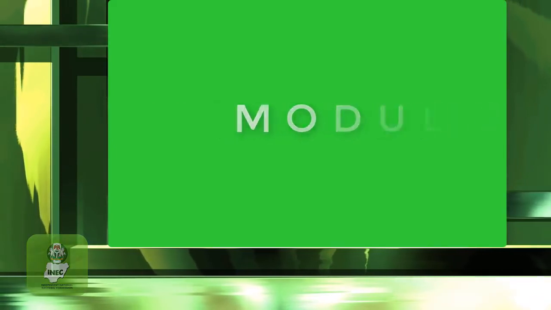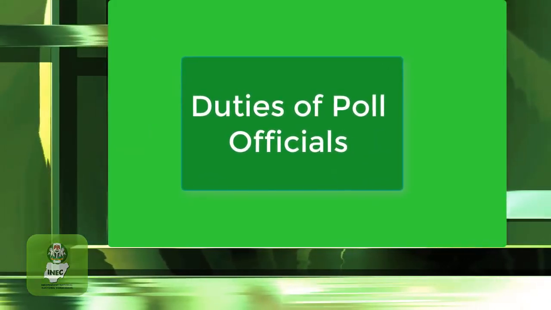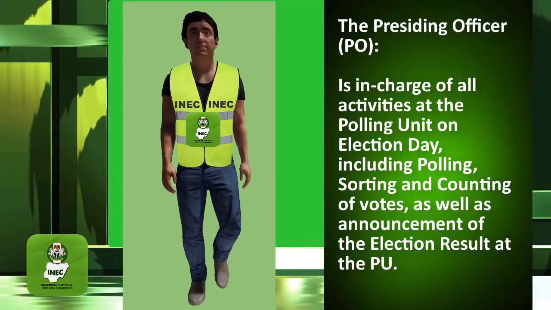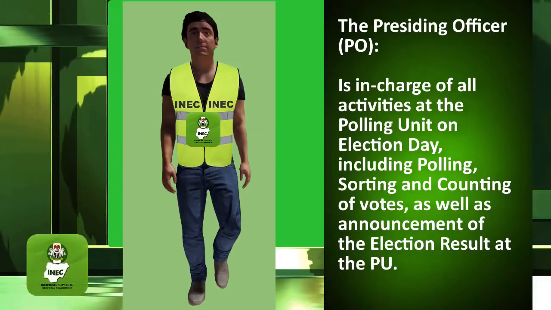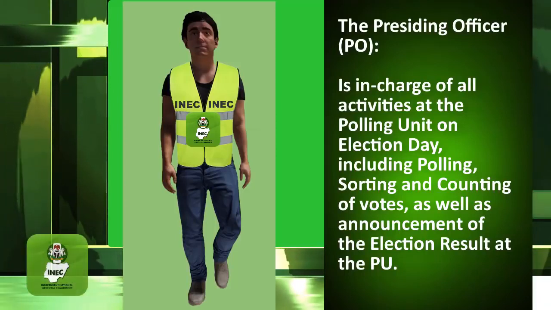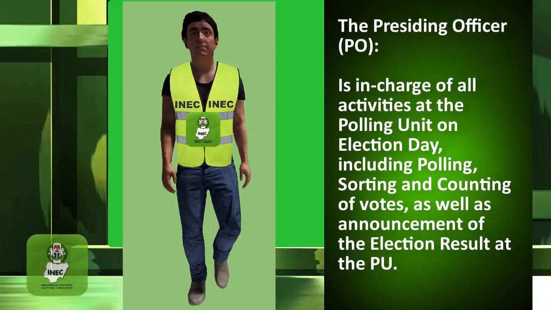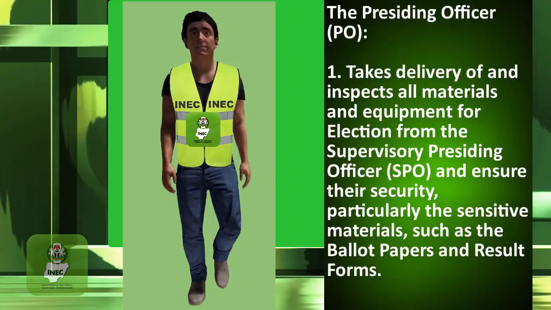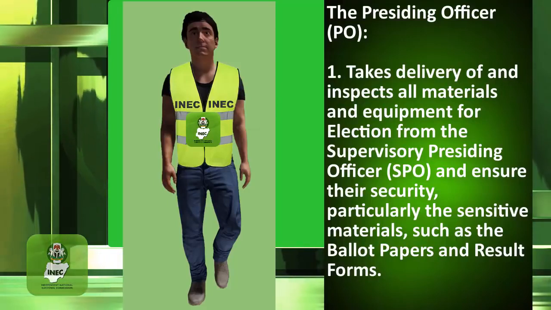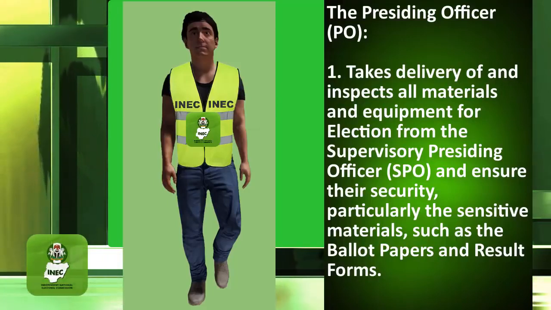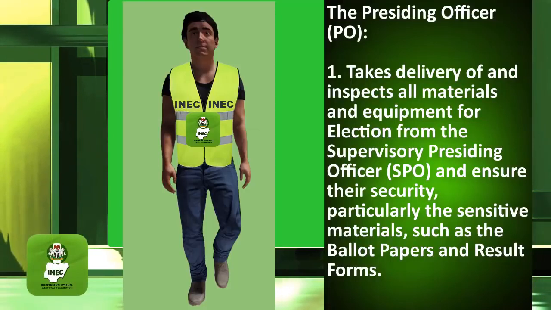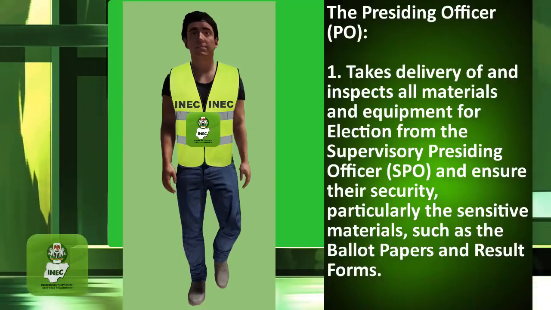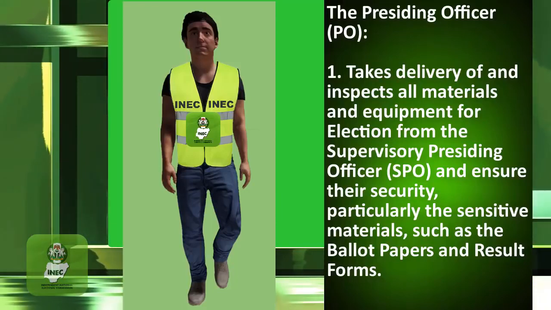Module 2. Duties of poll officials. The presiding officer (PO) is in charge of all activities at the polling unit on the election day, including polling, sorting and counting of votes, as well as announcements of the election results at the PU. 1. Take delivery of and inspect all materials and equipment for election from the Supervisory Presiding Officer (SPO), and ensure their security, particularly the sensitive materials such as the ballot papers and result forms.